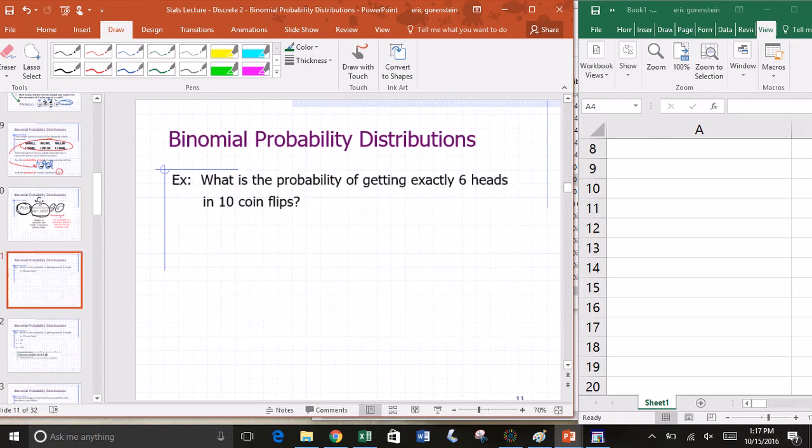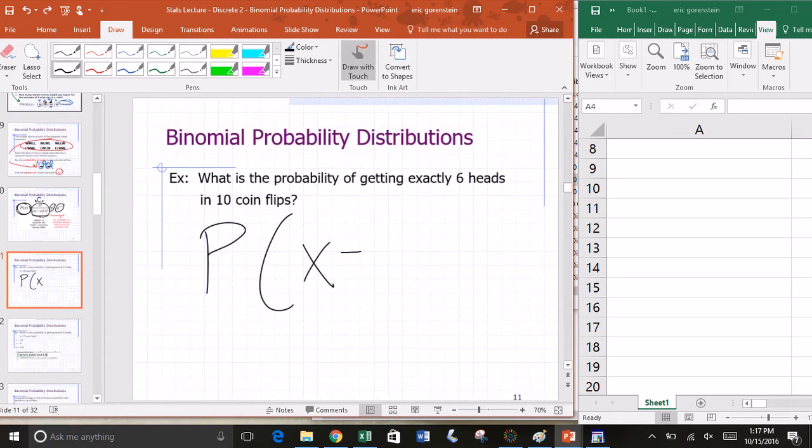So what we're looking for here is probability X equals 6. So out of 10 trials, what's the probability we get 6 successes?